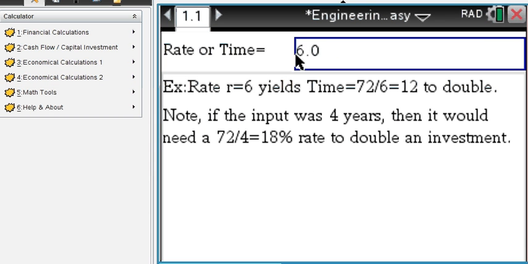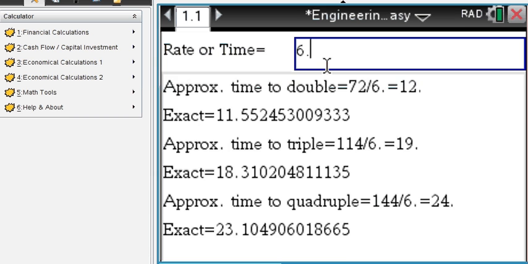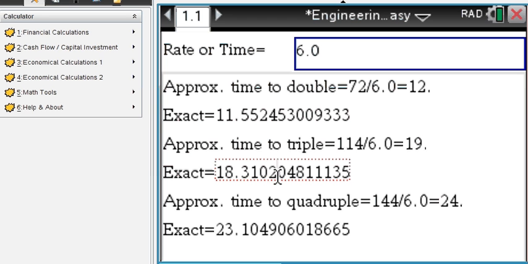Lastly, the math tools. Say you are entering a rate of 6%. Using the rule of 72, you divide 72 by 6, you get 12 as an approximated time to double your investment. Okay, rule of 114 is integrated here as well, divide by 6, so it's about 19 years until your initial amount triples. The exact value is computed here as well as a reference, which is 18.31, and the same for quadrupling an investment.